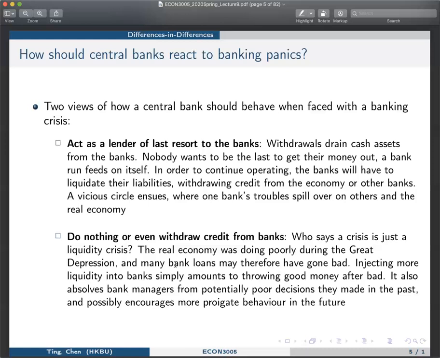with the crisis. So actually, if you listen to the reasons of these two types of views, they kind of make sense. They each have very strong reasons, and the reasons sound sensible. So how can we decide which one is actually the better decision? If you are the chairman of the Federal Reserve, what should you decide when facing a banking crisis? Should you lend money to the banks, or should you do nothing, and even withdraw money from the banks?